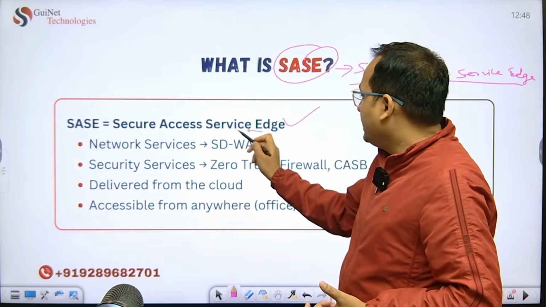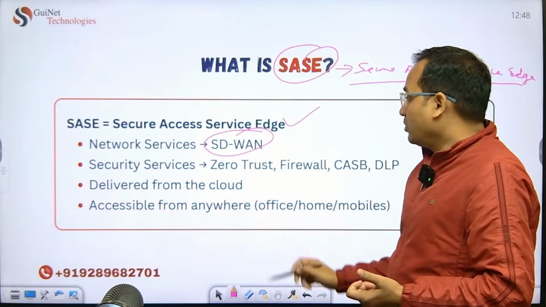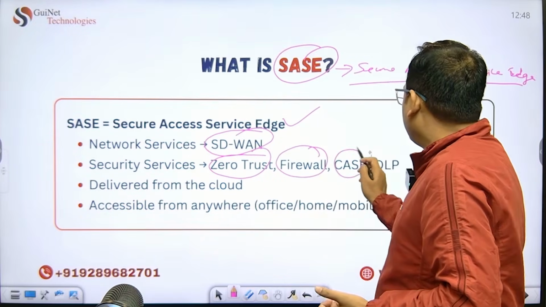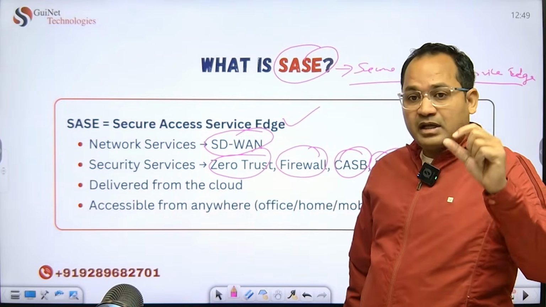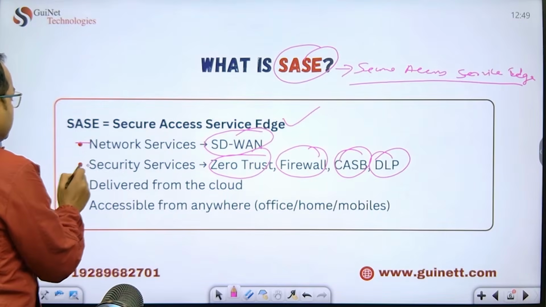One is a network component, that's going to be your SD-WAN solutions. Then security solutions, where zero trust is going to be part of that. Firewall is going to be there, CASB is going to be there, and DLP is going to be there. After combining the network and SSE, this is the network, this is the SSE.